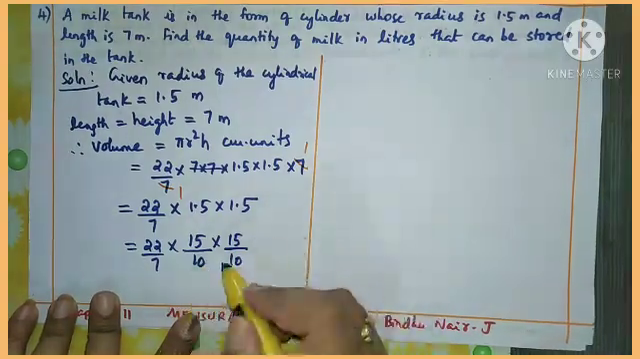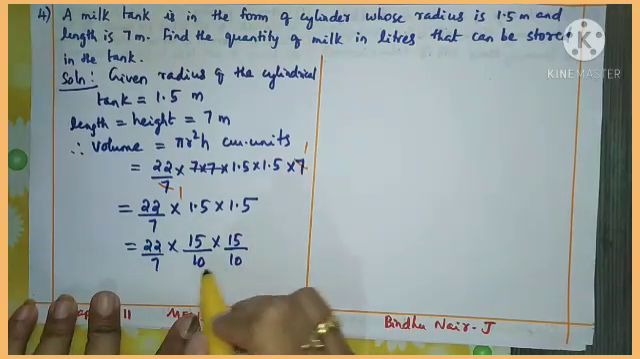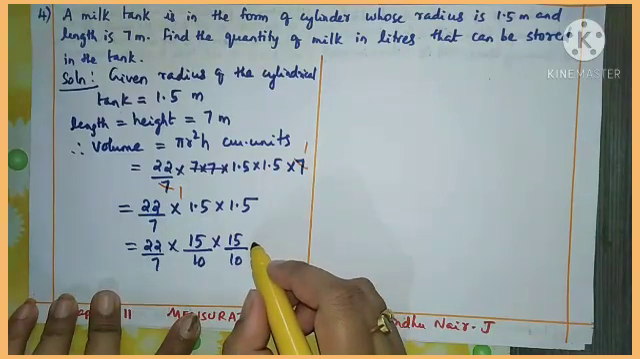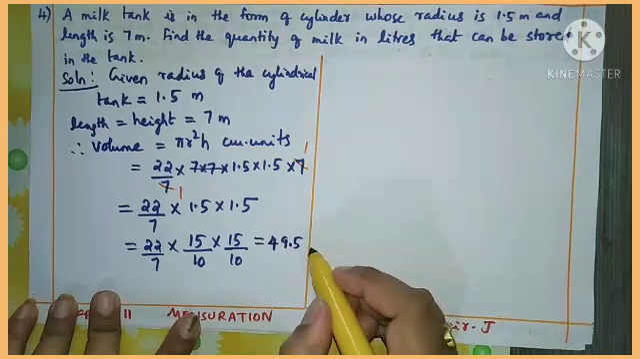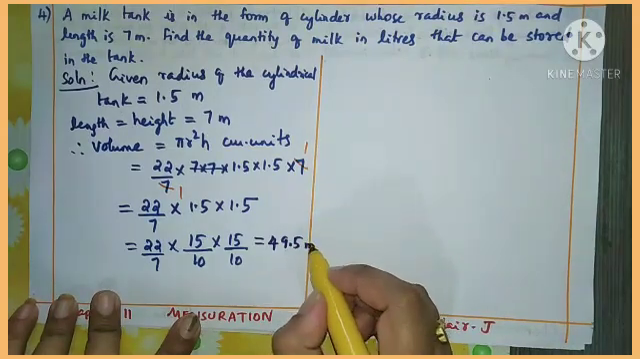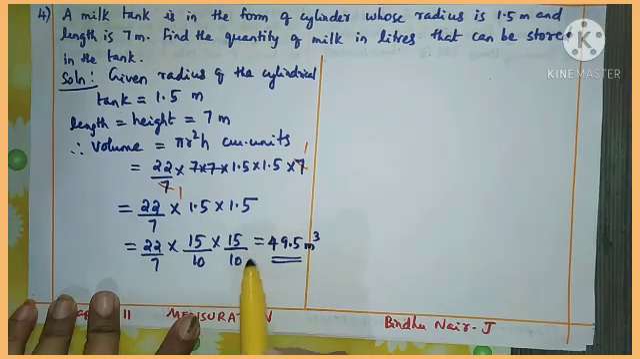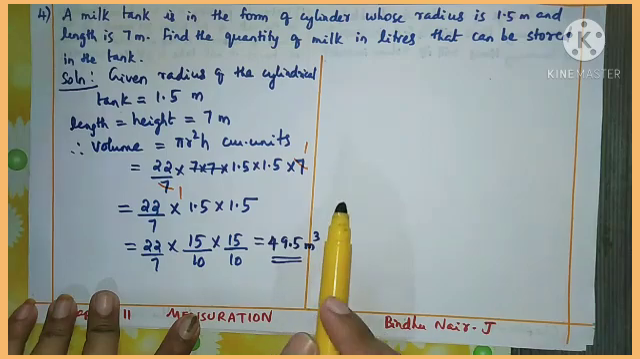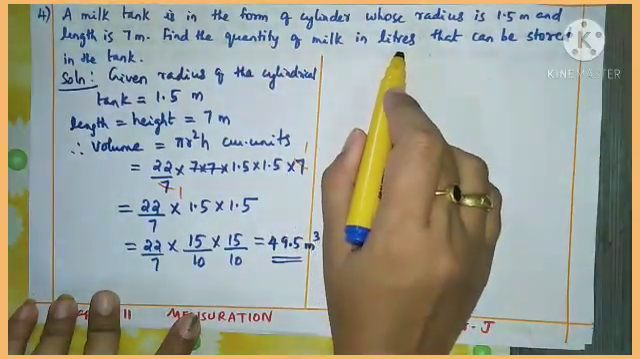Now you see, we can multiply this and divide by this quantity. You will get finally the answer as 49.5 meter cube. So all of you find out 22 into 15 into 15 by 7 into 10 into 10, divide and find out, you will get 49.5 meter cube. And now you see here, the quantity of milk in liters we need to find out.